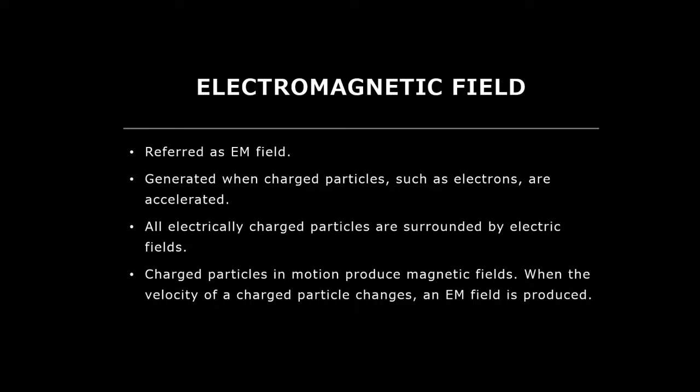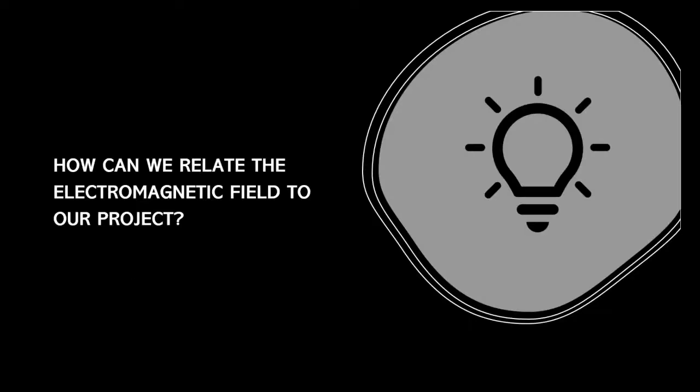Before we start, we are going to explain first about electromagnetic field. So, what is electromagnetic field? Electromagnetic field is sometimes referred to as EM field and is generated when charged particles such as electrons are accelerated. All electrically charged particles are surrounded by electric field. Charged particles in motion produce magnetic field. When the velocity of a charged particle changes, an EM field is produced.